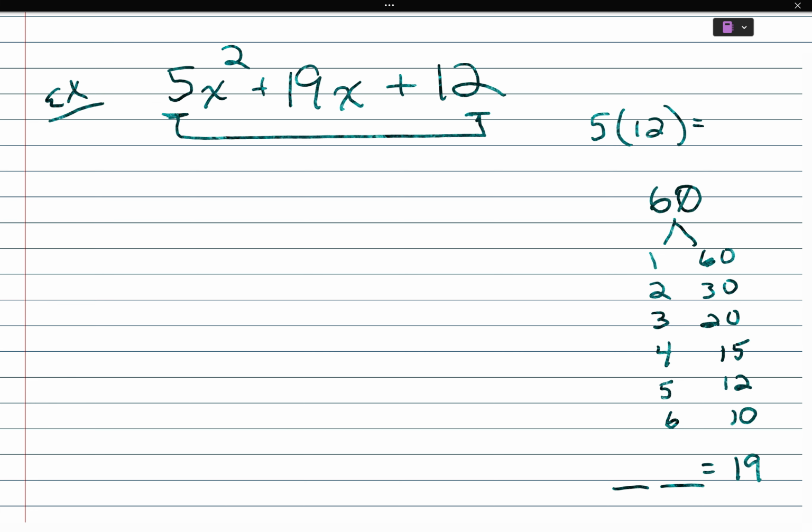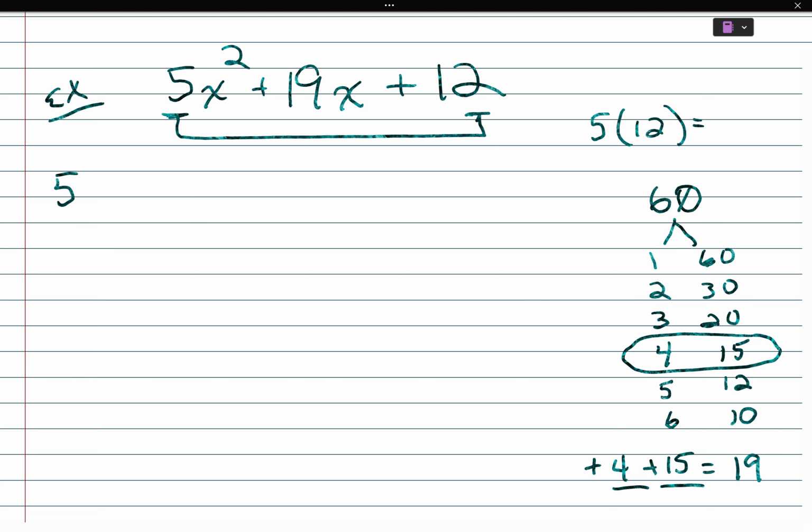Positive 19. So 1 and 60 don't get me a positive 19, right? That's like 59 or 61. So looking through those, 3 and 20 would make 17 or 23. How about these two, 4 and 15? So I'm thinking a positive 4 and a positive 15 will get a 19, positive 19.